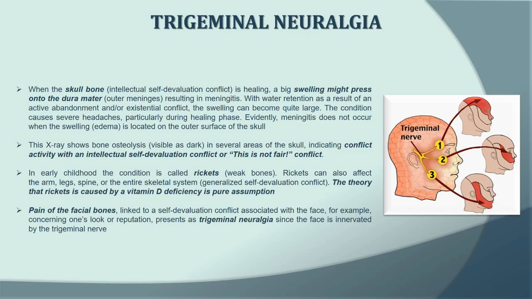The X-ray shows bone osteolysis, visible as dark in the picture, in several areas of the skull, indicating a conflict activity with an intellectual self-devaluation conflict, or this is not fair conflict. In early childhood, the condition is called rickets or weak bones. Rickets can also affect the arms, the legs, the spine, and your entire skeletal system. Usually it stems from a generalized self-devaluation conflict. The theory that rickets is caused by a vitamin D deficiency is pure assumption.